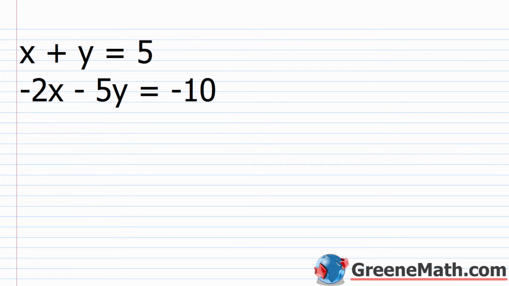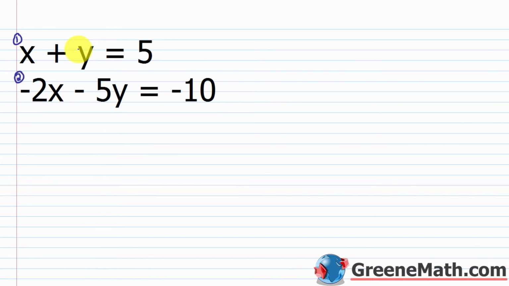All right, so let's take a look at the first example. So we have our linear system here in two variables. We have x + y = 5, and we have -2x - 5y = -10. So I would pick one of the equations and solve it for one of the variables. Now, if I look at this first equation, and I'm going to label this as equation 1, so I can refer to it, and I'm going to label this as equation 2, so I can refer to it. If I look at equation 1, I notice that the coefficient for x and the coefficient for y is a 1. So it would make it pretty easy to solve for either one.